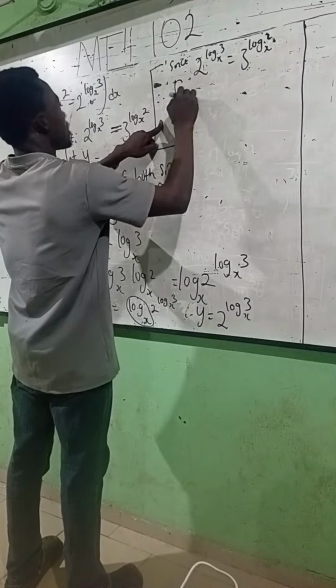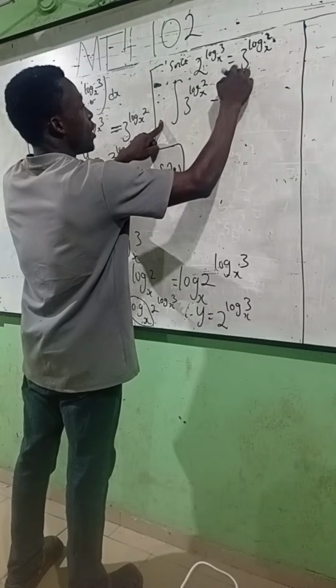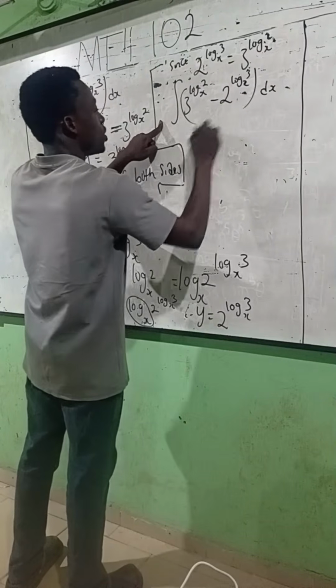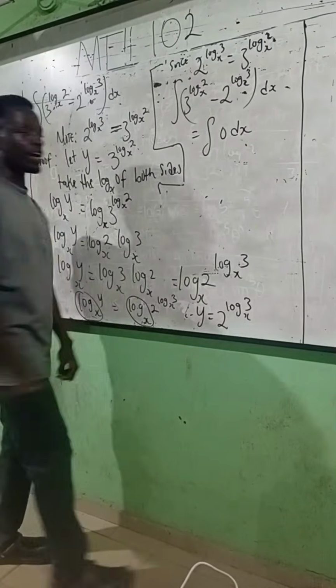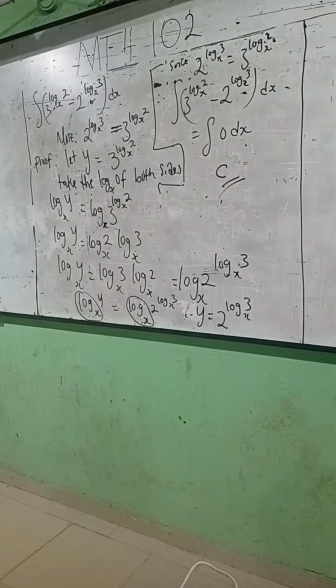Therefore, the integral of 3 raised to power log 2 base x minus 2 raised to power log 3 base x dx equals the integral of 0 dx. If you integrate 0, what do you get? C. Our answer is a constant. If you differentiate a constant, you get 0. So if you integrate 0, you get a constant. So that's the solution to number 1.